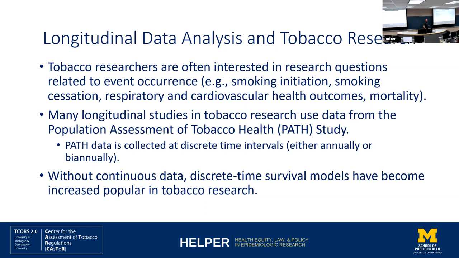But if you think about your research question and what you're trying to answer, you'll get a lot of guidance into the method you should use. Again, these methods are useful when the outcomes are related to event histories, event occurrence. I'll talk about some of the weaknesses of that later on, but that's the basic starting point. And the reason we've been using these methods on quite a number of papers is because of our outcome variable. Many longitudinal studies in tobacco research use data from the Population Assessment of Tobacco and Health study. That's what we're using quite a lot.